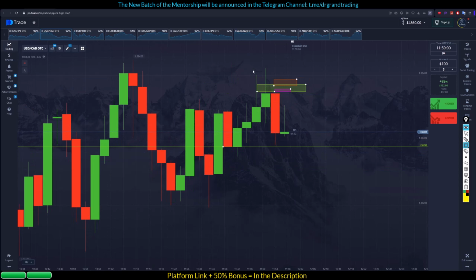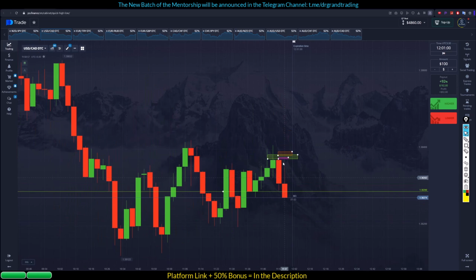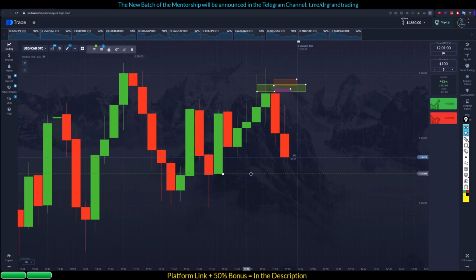But if you remember the extra point that I told you in the video about the QMs, you see that the entry is in the wick of this engulf, in the shadow area, so that's a negative point. If we had the entry in the body of the engulf, that'd be very nice. But anyways, it didn't go up and it's coming down.